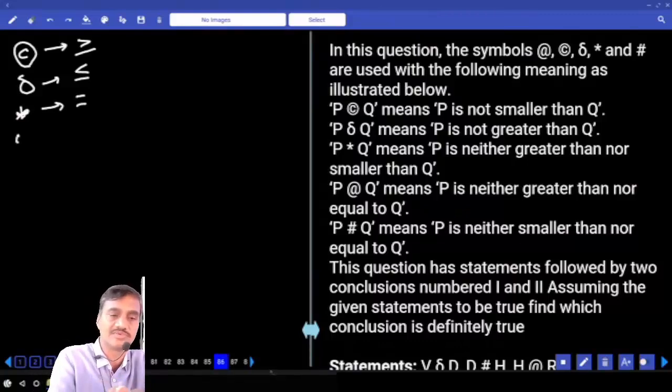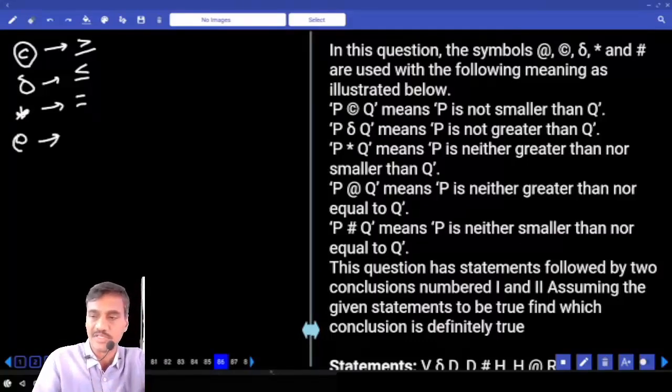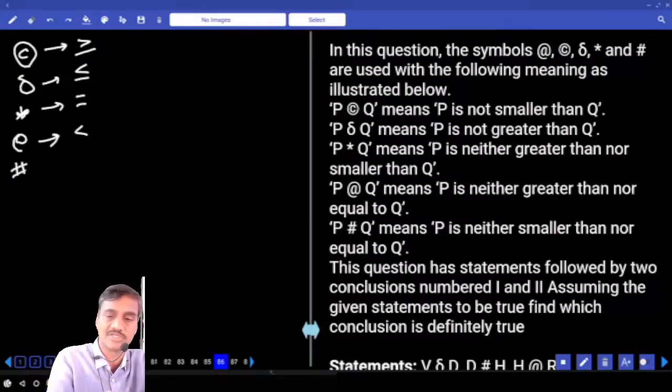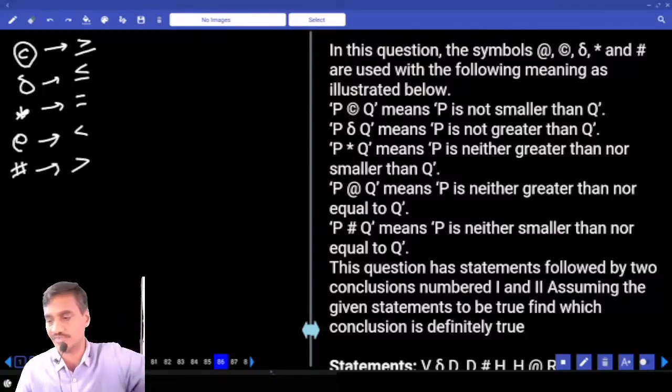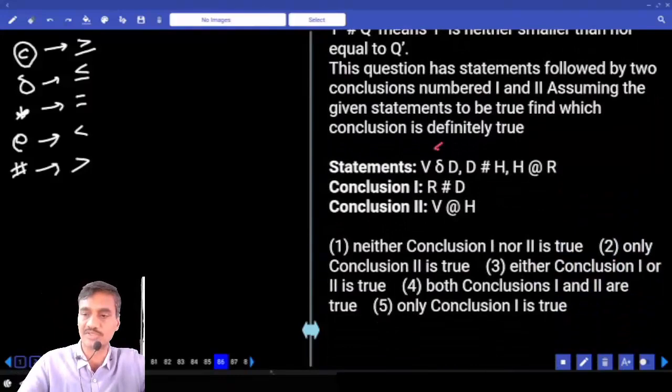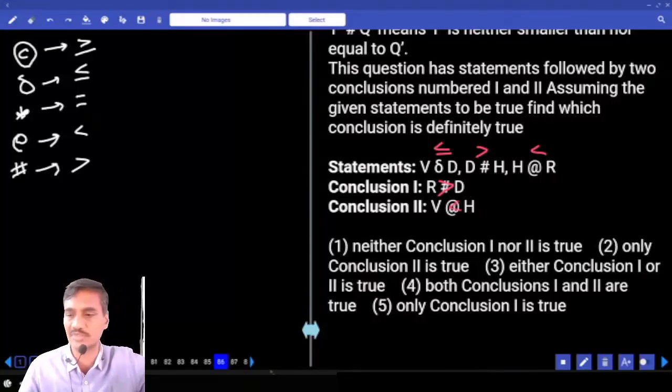And at the rate of stands for what? At the rate of is neither greater nor equal, hence it must be lesser than. And this hash stands for what? Neither smaller nor equal, it must be greater than. Now these are the 5 symbols we have, and according to this one, first V lesser than or equals to D, and D greater than H, and H lesser than R. First convert the symbols here, and this is greater than, and this is lesser than. Now we have the symbols.